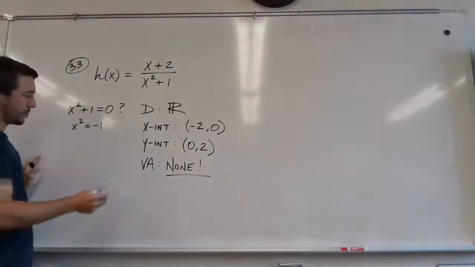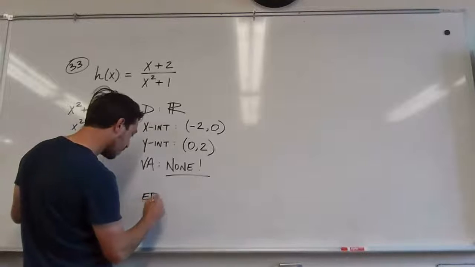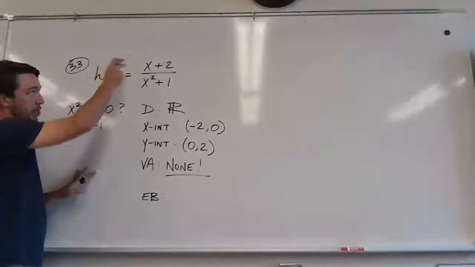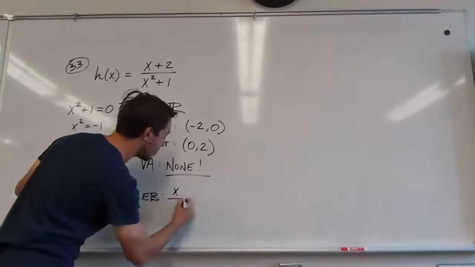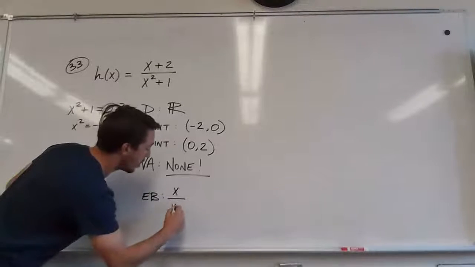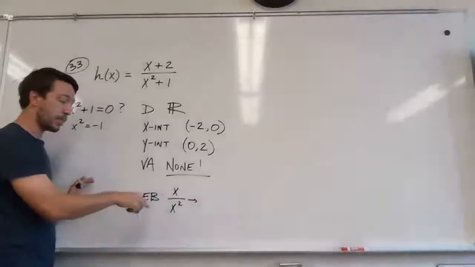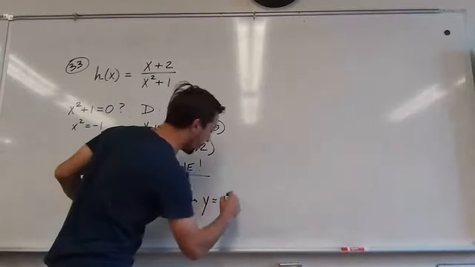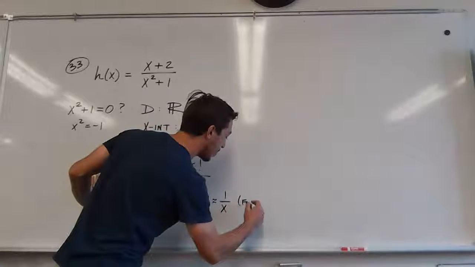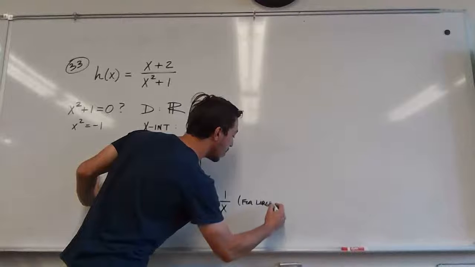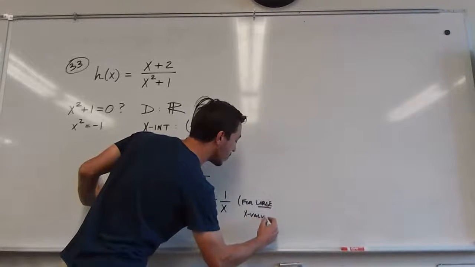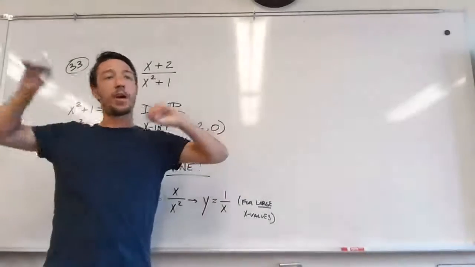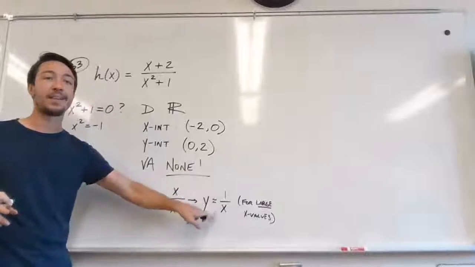Let's get the end behavior. I'm going to do my same technique where I go dominant term on top is x, dominant term on bottom. I can simplify that to make this statement that my function is roughly equal to 1 over x. Again, that's only true for large x values. Way off to the right side of the graph and way off to the left side of the graph looks a lot like that.